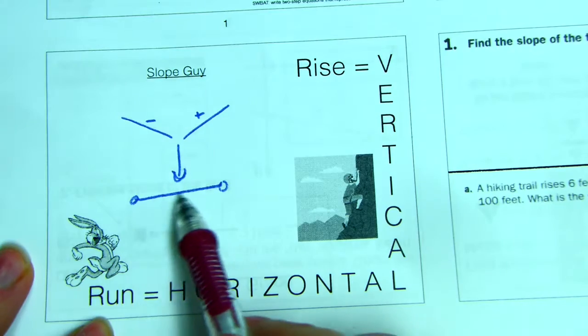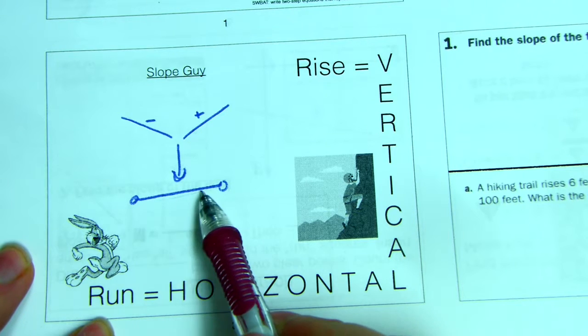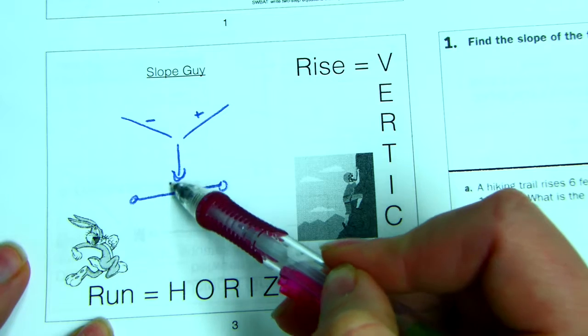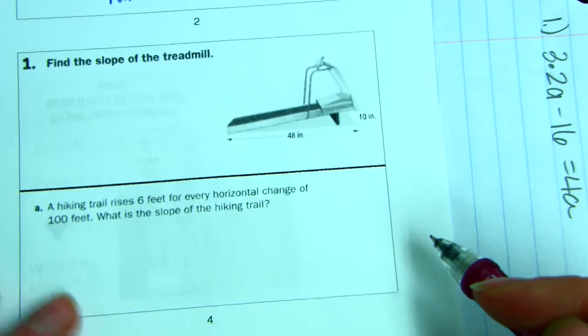This kind of reminds me of the floor that you're walking on because there's no slope to your floor. This would be like the wall that you climb up. You can't walk on the wall, so it's undefined. So it has no slope. We've got a couple examples here.